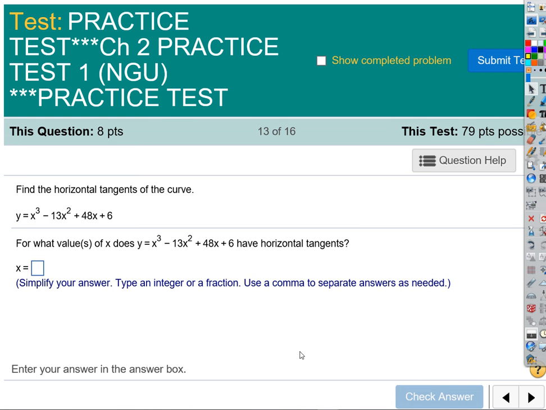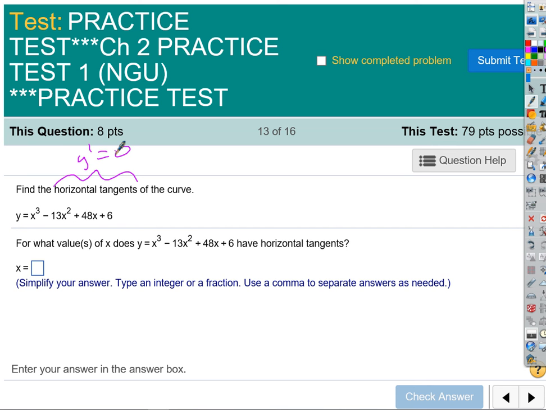Okay, so what about this guy then? So horizontal tangents of the curve. We've got to interpret that. This isn't a hard question, but we've got to interpret what that means in terms of calculus. Let's translate this into English words. Horizontal tangents to the curve. That means that's where y prime equals 0, right?